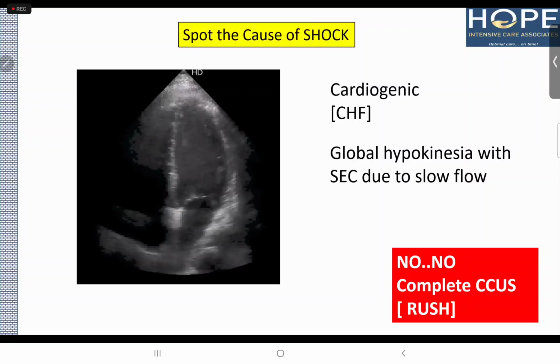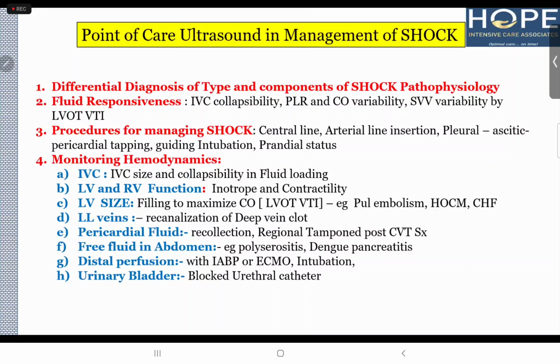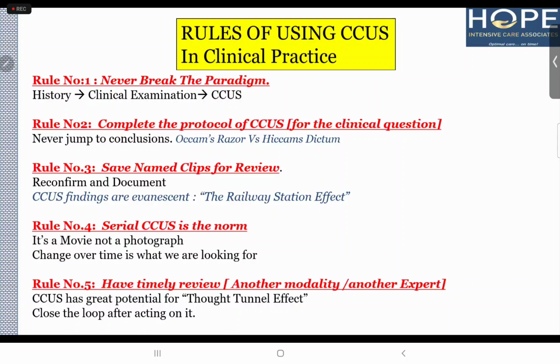So, the last two slides: this ultrasound is not only going to help in differential diagnosis, assessing fluid responsiveness, and helping in procedures for managing shock, but also in multiple aspects of monitoring hemodynamics, which we have seen one by one in different cases. But I would end with my last slide, which reminds me that every time you try to become more educated and more skillful, not to flout the fundamental rules of clinical practice: never break the paradigm, history, clinical examination, and only then critical care ultrasound.